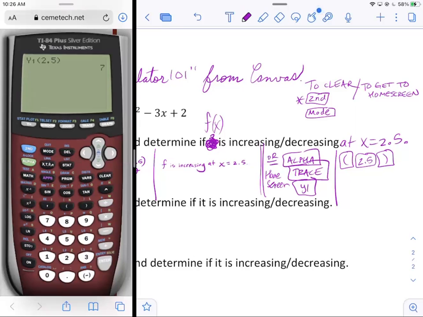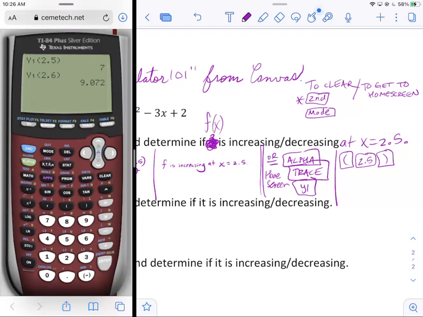So let's go ahead and do that. Let's see what the y value is in the very next instant moving forward. Now, you don't have to write it down. This is just for your own benefit. So alpha trace, enter, of 2.6. I would say as a rule of thumb, go a tenth. Don't go 1 unit. Don't go to 3.5. Just go a tenth, 2.6, and compare it.